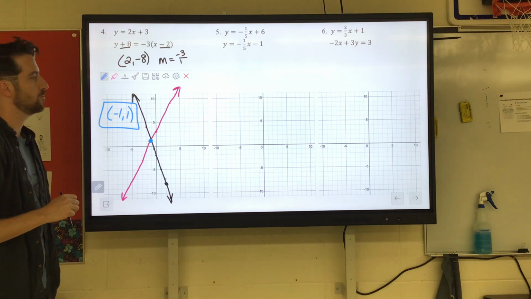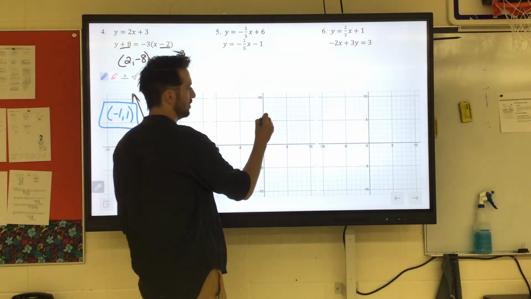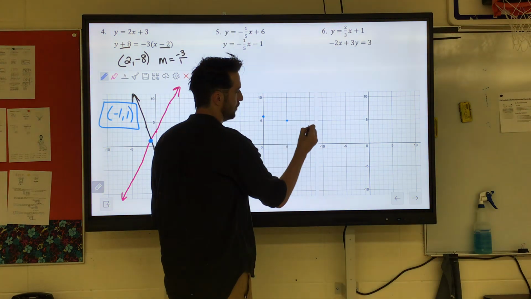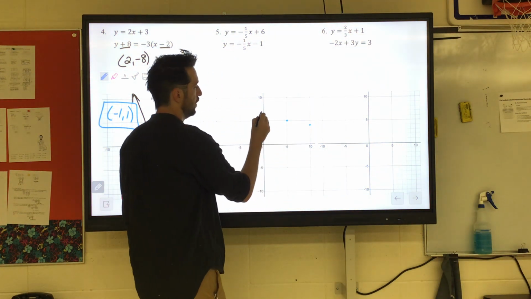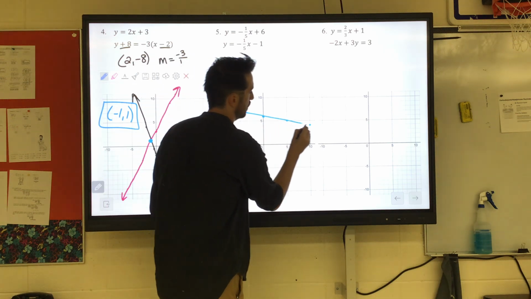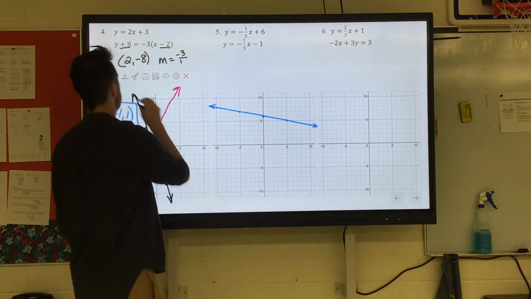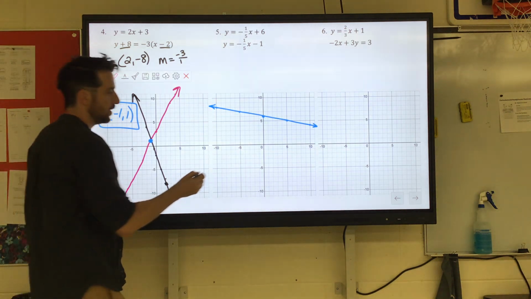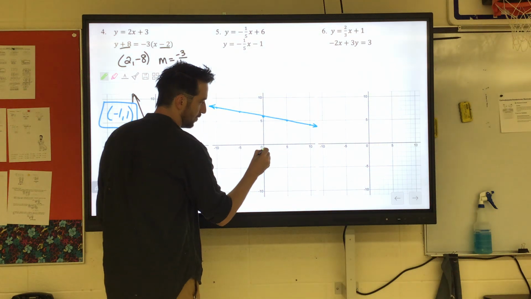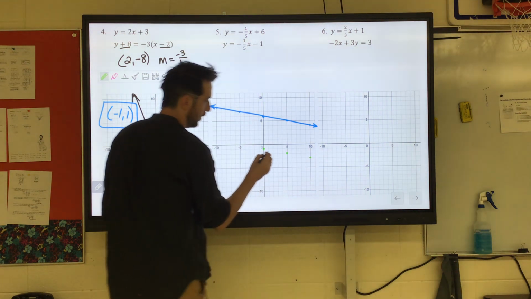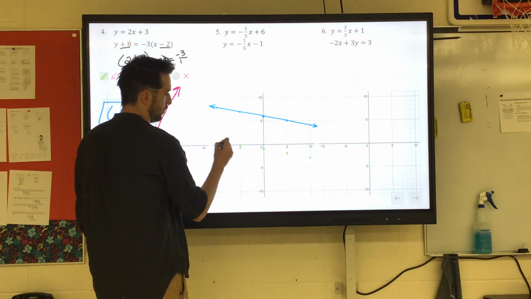You look at number 5, that first equation. Negative 1/5 x plus 6. That's up 6. And then the slope is negative 1/5. Down 1, right 5. You could also go up 1, left 5 a couple times. The second one, negative 1/5 x minus 1. You're starting at negative 1, and then you would go down 1, right 5. You can go up 1, left 5 as well.